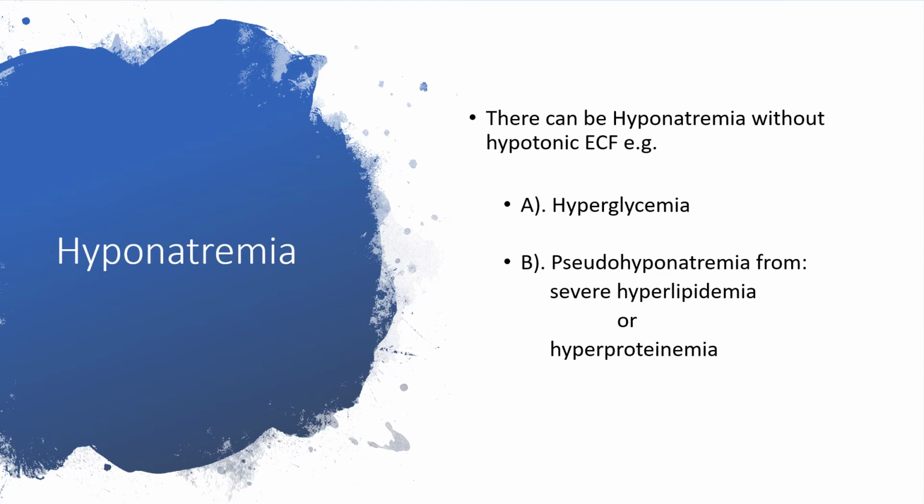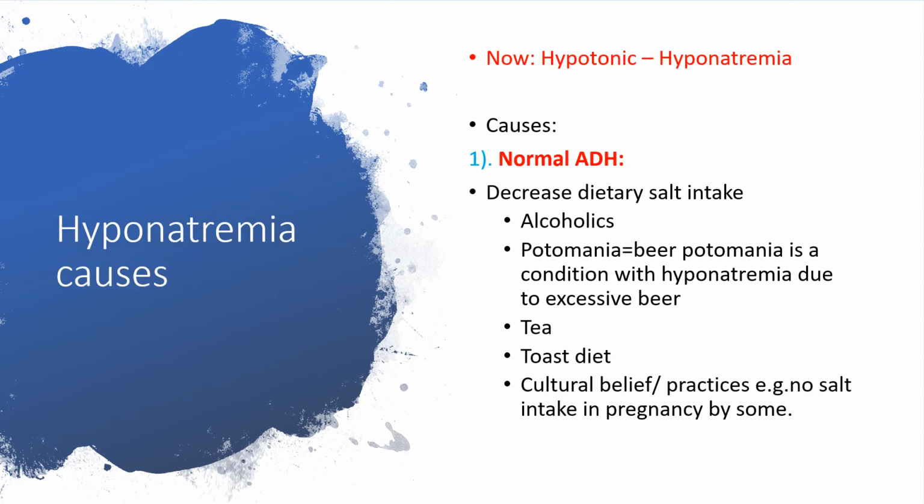Okay, now hyponatremia. There can be hyponatremia without hypotonic ECF, like I've explained just in the last 1 minute. In that case, when we're dealing with hyperglycemia or pseudohyponatremia from severe hyperlipidemia or hyperproteinemia. Okay, now, there's an entity known as hypotonic hyponatremia. Okay, and what could be responsible for this? There's low level of tonicity and there's low level of sodium.